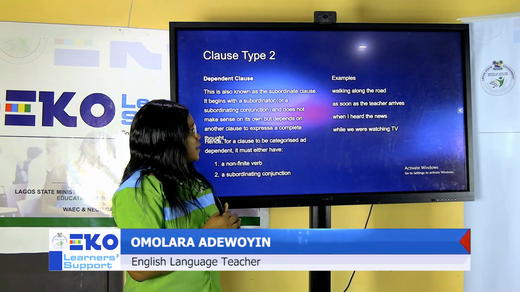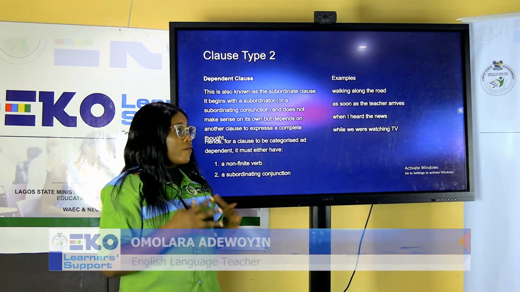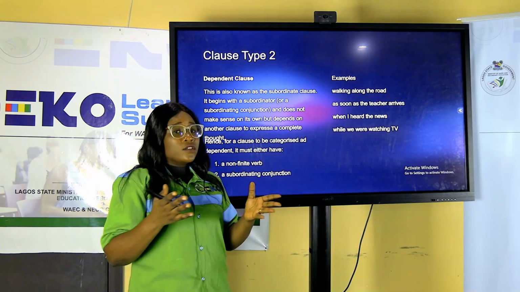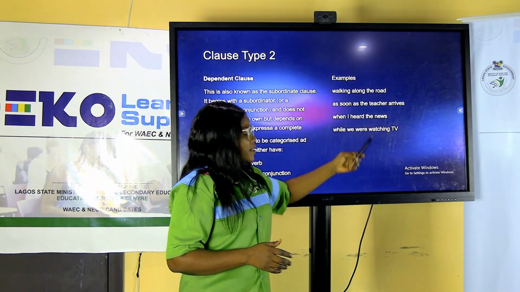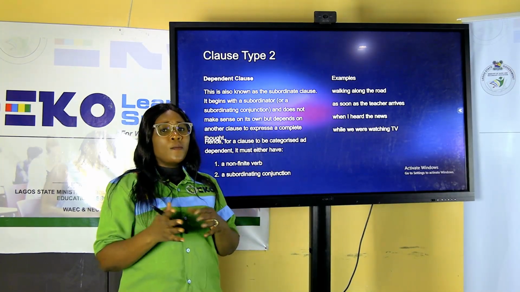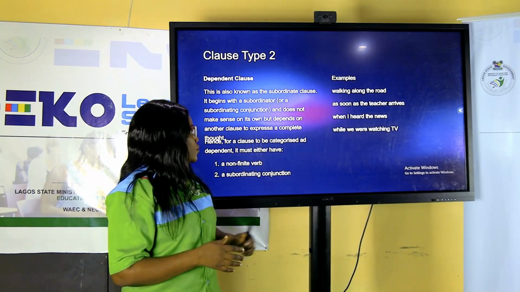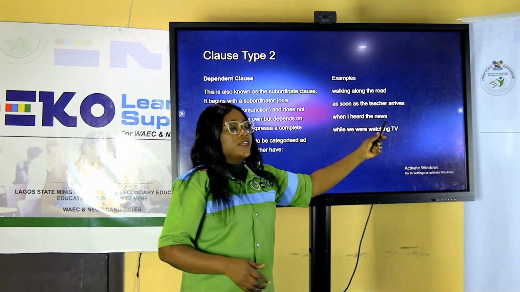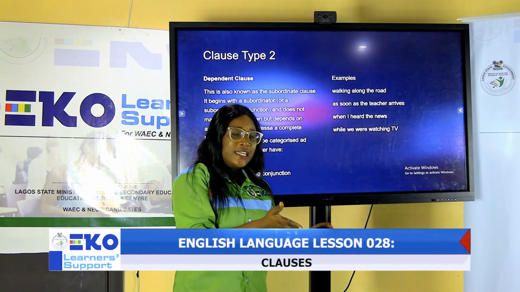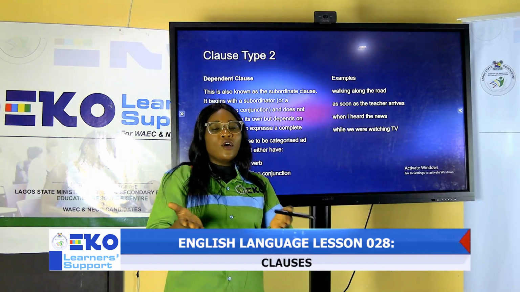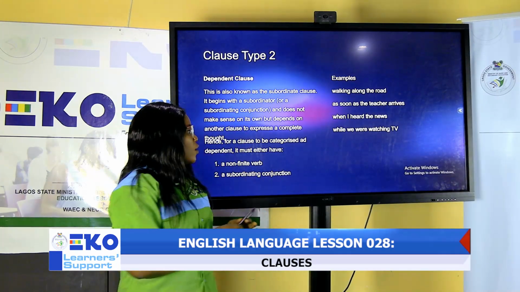So I can say that I met the old woman walking along the road, or walking along the road, I met the old woman. When I heard the news, I jumped up for joy. I jumped up for joy when I heard the news. Okay, so when I heard the news, of course, would not stand alone. But I added an independent clause. I jumped up for joy. And I jumped up for joy can stand on its own and make complete sense.